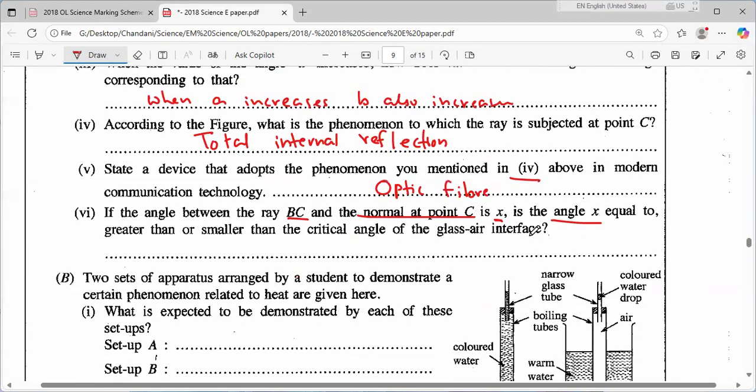Now the question is asking, what will happen in this type of situation? It is greater than here. So we can write that x is greater than the critical angle.